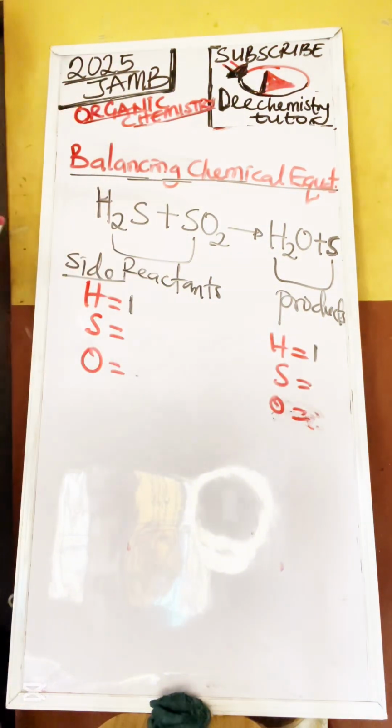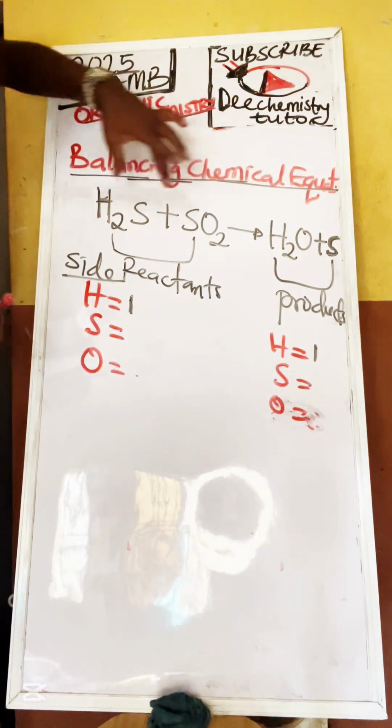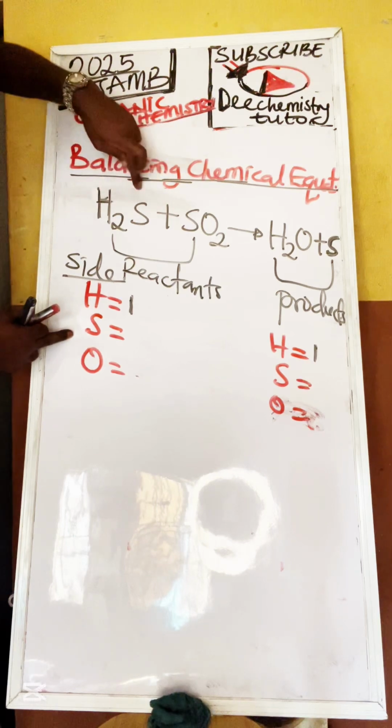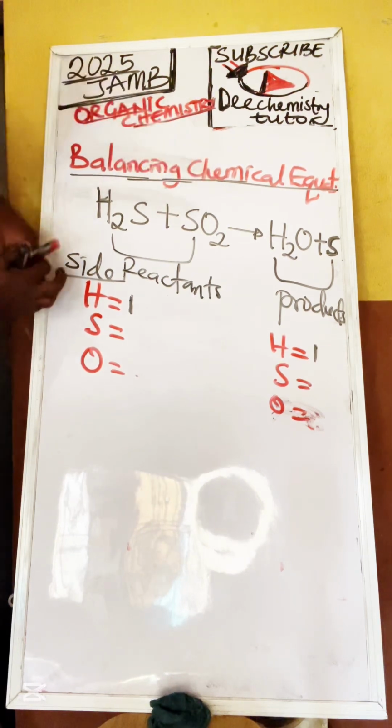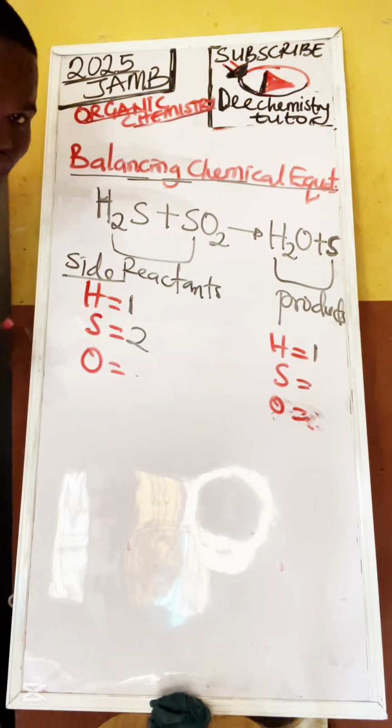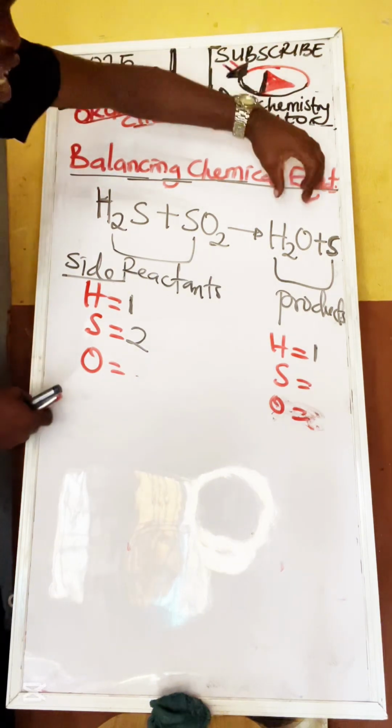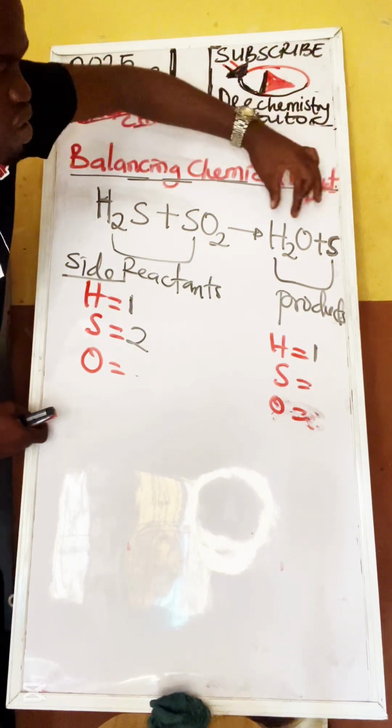Good. How many sides have sulfur? Sulfur is here, sulfur is here. That means this is two sides. If you don't know how to balance equations after this, I'm going to pay you something. How many sides on the product side have sulfur? Only one side.